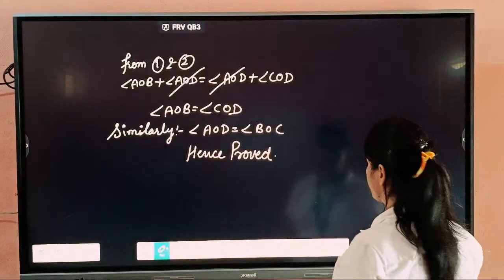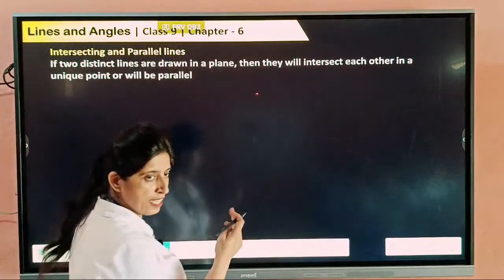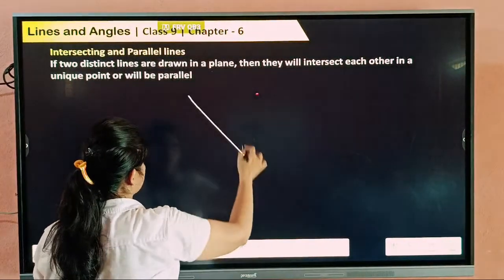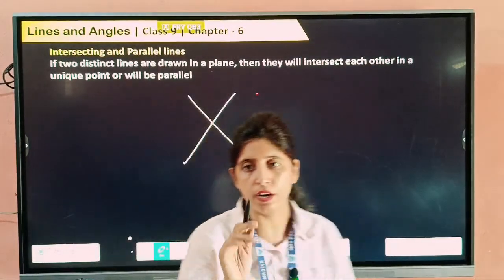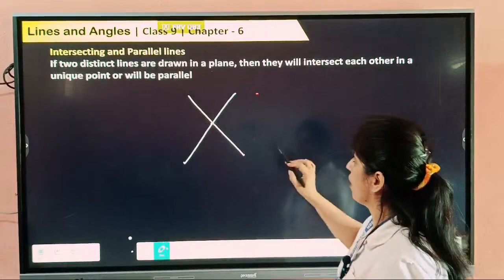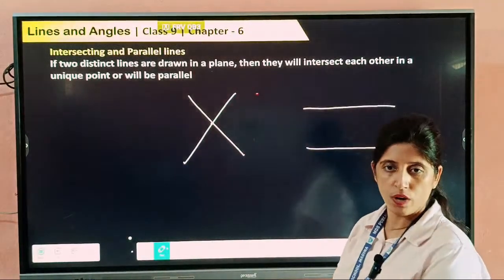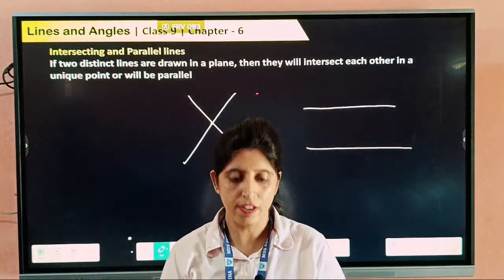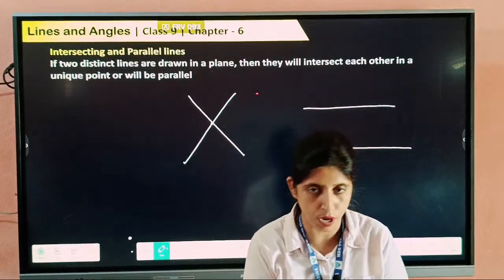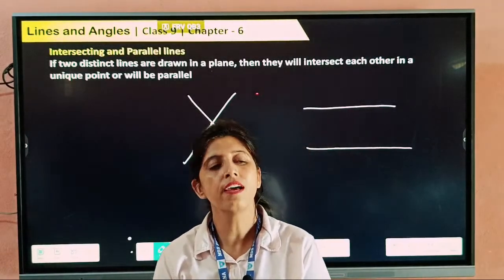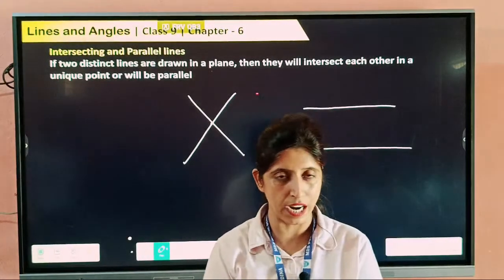Next, the last point is intersecting lines and parallel lines. What are intersecting lines? When two lines meet at one point, they are called intersecting lines, and when two lines never meet, they are called parallel lines, right? These are parallel lines when two lines never intersect, and whenever two lines intersect at one point, meaning they meet at one point, then we can say that the two lines are intersecting. I hope this theorem and all things are understood by all.